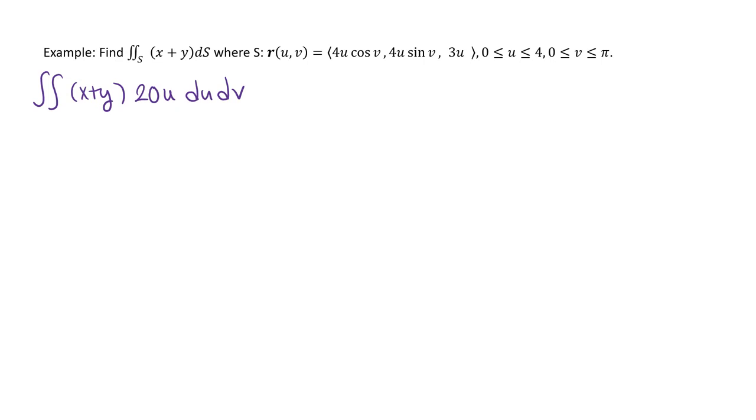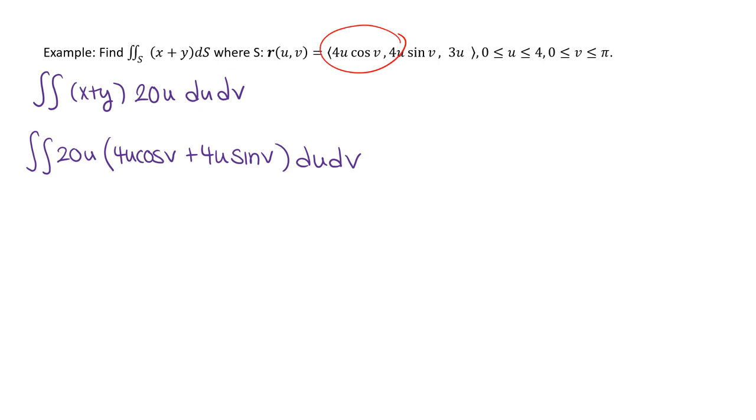So I'll be integrating x plus y, and the ds just turned into 20u du dv. Finally, I'm going to replace both the x and y with the parametric equations used in that surface. So I replace the x with that 4u cosine v, and then I'm going to replace the y with the 4u sine v. And we are multiplying that by that 20u.